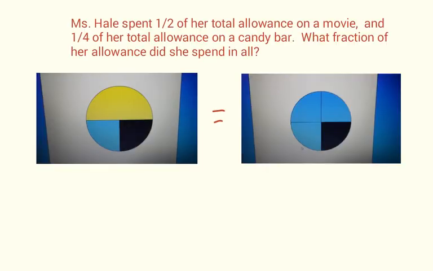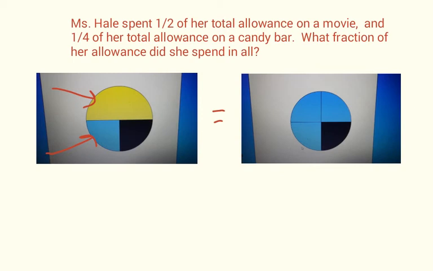One last word problem for you. Miss Hale spent 1/2 of her total allowance on a movie and 1/4 of her total allowance on a candy bar. What fraction of her allowance did she spend in all? Once again, I have to find fractions that are equivalent because I can see right now that that 1/2 piece and that 1/4 piece are not representing the same amount.